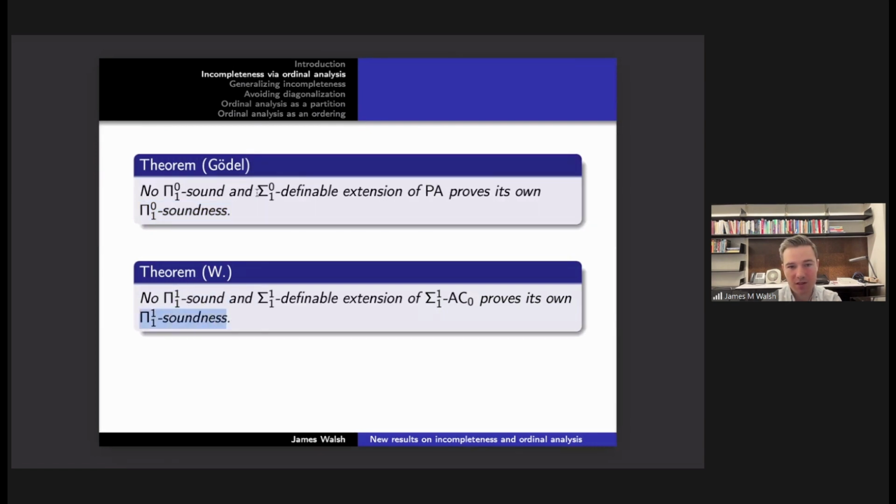I've replaced Σ⁰₁ definable with Σ¹₁ definable. And I've replaced PA with this system, Σ¹₁ choice. So those are the only changes that we've made.